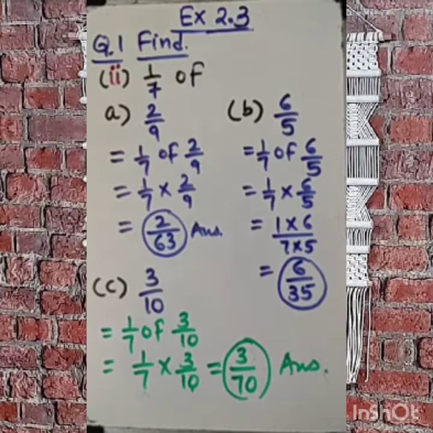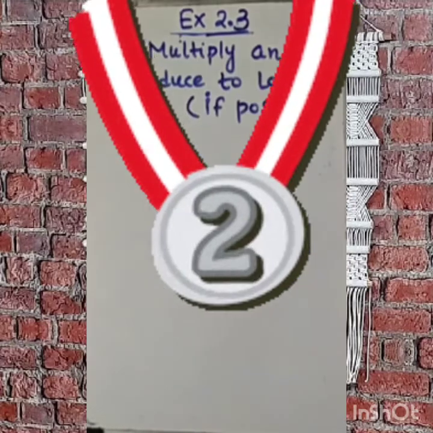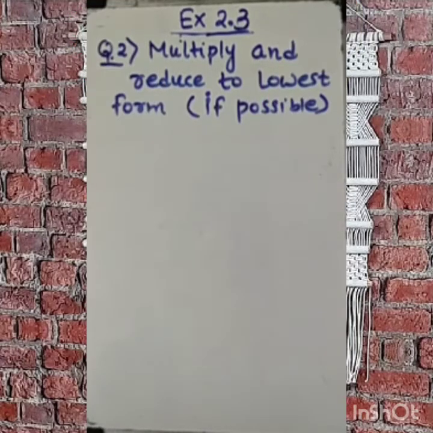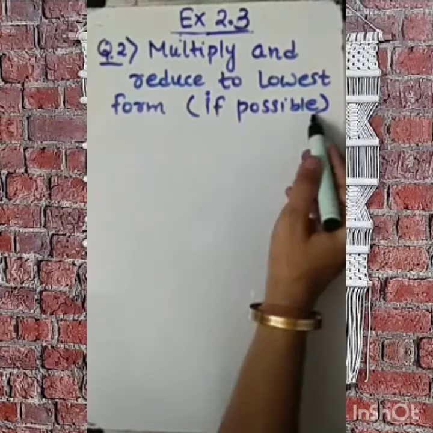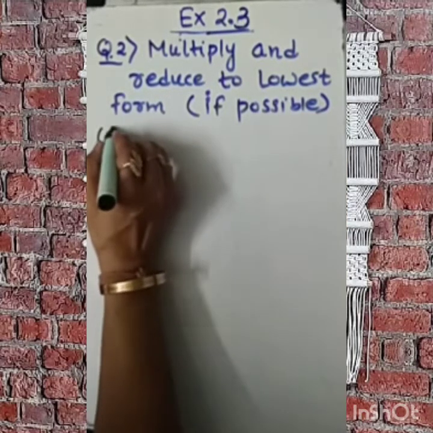Let's move on to question number 2. All these questions you will find very easy and very simple. They are only clearing your concepts related to fraction numbers, how to multiply. Chalo. Question number 2 is on your screen, dear student. Multiply and reduce to lowest form. Lowest form indicates simplest form. So wherever it is possible. If possible means wherever it is possible. Let's move with the first.